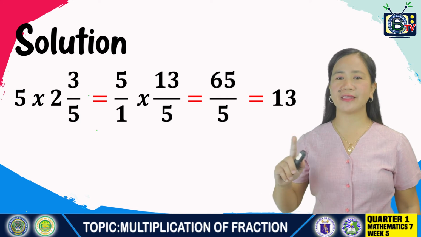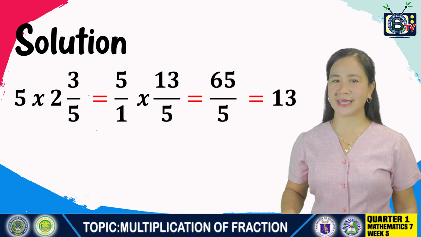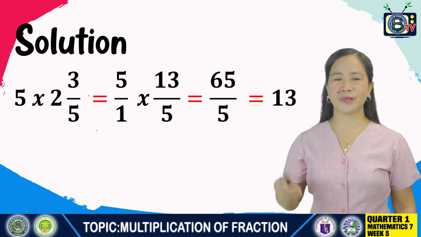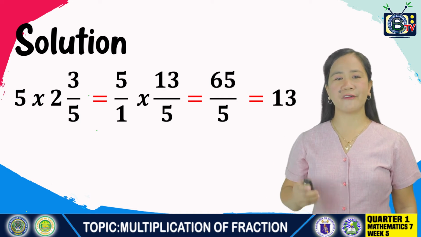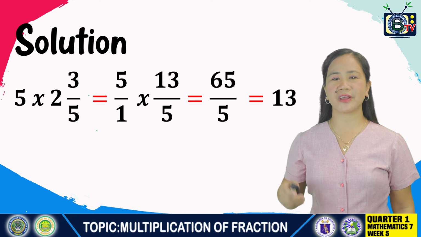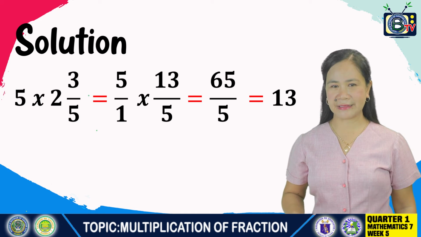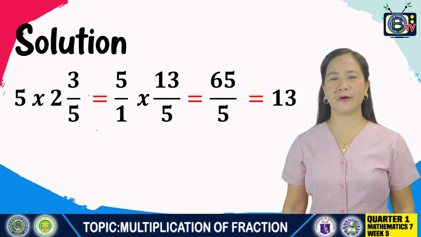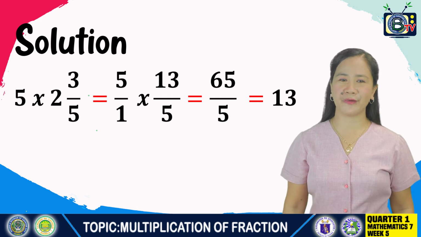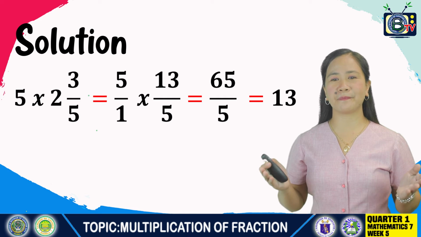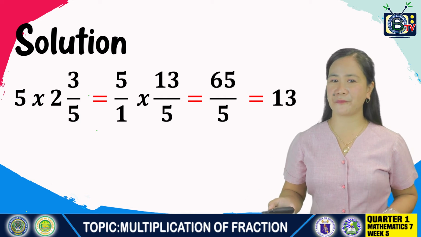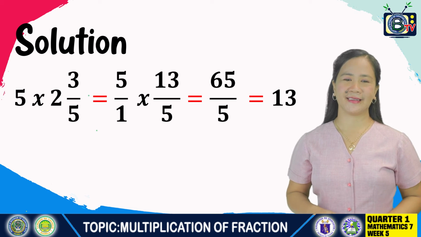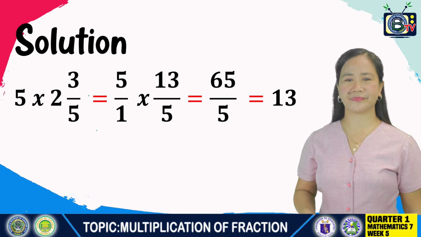As you can see, we can divide 65 by 5 exactly, and that is 13. Okay? So, the product of 5 times 2 and 3/5 is 13. You see, the rules are very simple, and I hope everyone can follow. Now, let's apply this to a real-life problem. Are you excited? This is the problem, class.